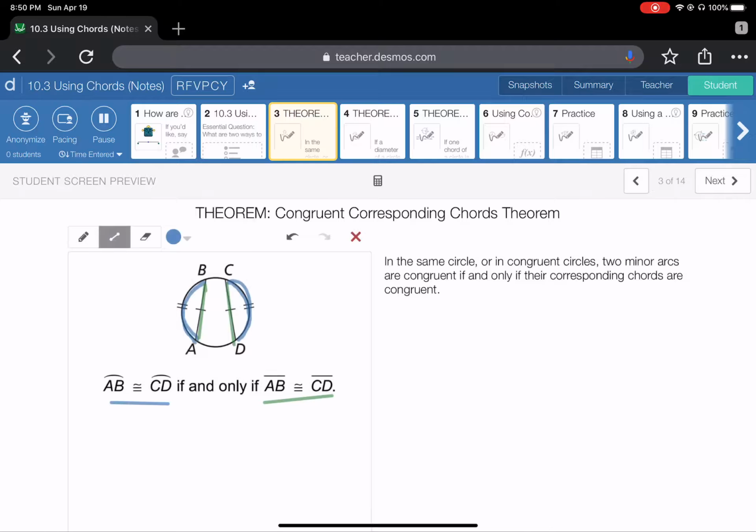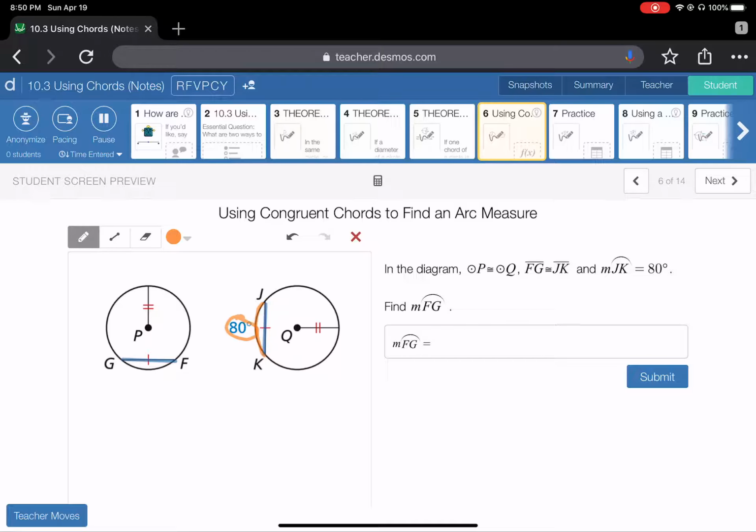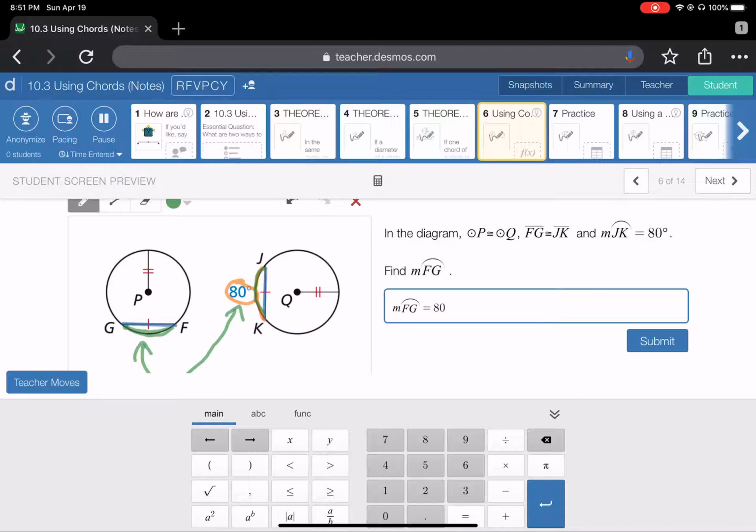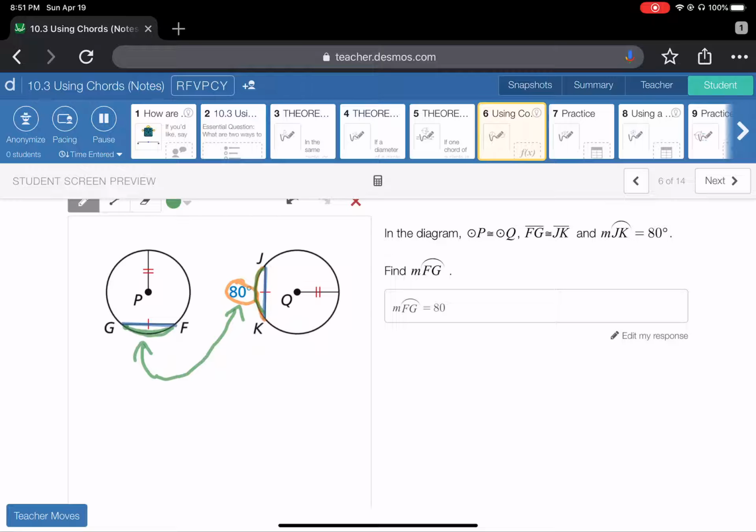According to our first theorem, the congruent corresponding chords theorem, if a chord in one circle is congruent to a chord in another circle, which it is, then their arcs are also congruent to each other. If we're looking for the measure of arc FG, it has to be the same as that one because the chords that connect the arcs are congruent to each other. So the answer is 80 degrees, because it has to be the same as arc JK.